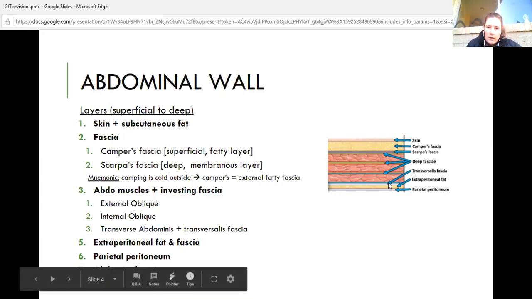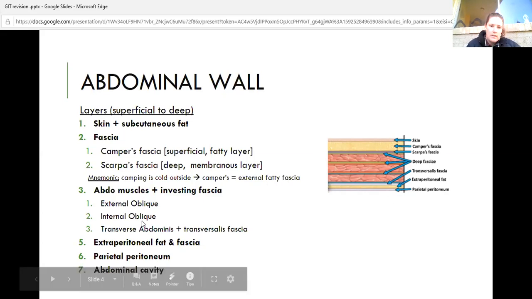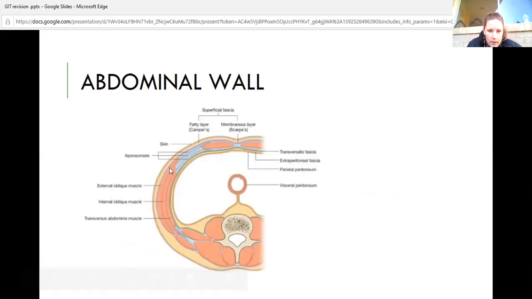And then you've got the extraperitoneal fat, and then the parietal peritoneum, and your abdominal cavity, which we'll go into more detail later. But I suppose the big ones are the muscles, which I'll touch on more, and the fascia from the layers there. And there's just a diagram putting it together with your layers, the aponeurosis, and the muscles.